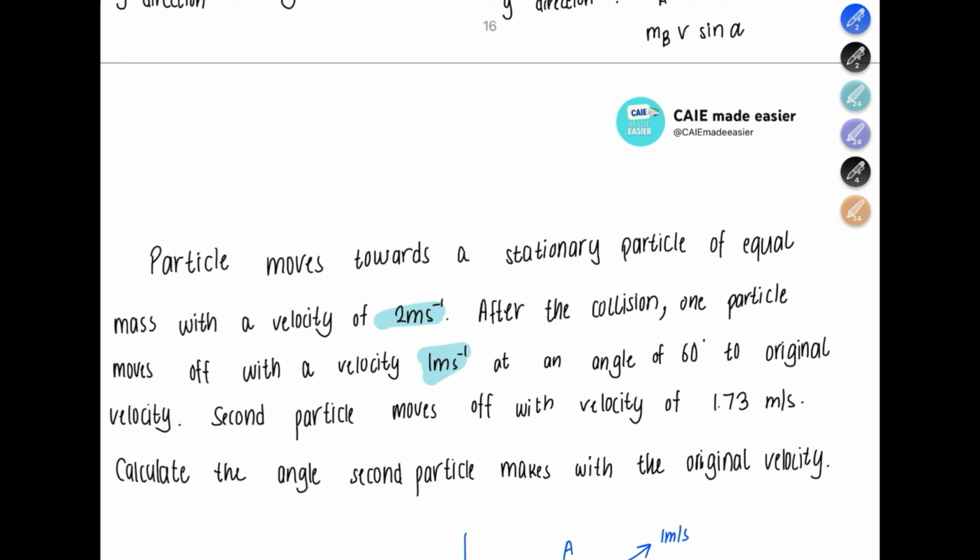Now let's have a look at this example. A particle moved towards a stationary particle of equal mass with a velocity of 2 meters per second. So particle A is moving towards another particle with a velocity of 2 meters per second. After the collision, one particle moves off with a velocity of 1 meter per second and an angle of 60 to the original velocity. The second particle moves off with a velocity of 1.73 meter per second. Calculate the angle second particle makes with the original velocity. Try to do this on your own. If you are done, or if you're unable to do so, let's do this together.